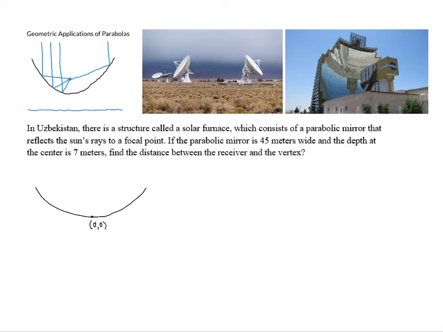Now, we know that the mirror is 45 meters wide, and so each of these sides is going to be half of that, which is 22.5 meters. And we know that the depth at the center is 7 meters. So what this tells us is that this point right here on the rim is located at the coordinates (22.5, 7). And so just like the last problem, we know that this parabola has an equation in the form x squared equals 4py.